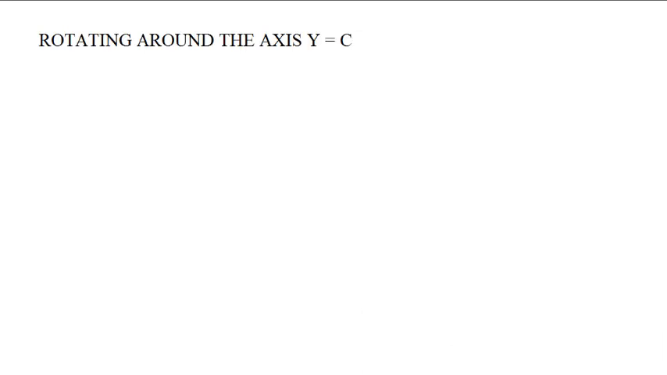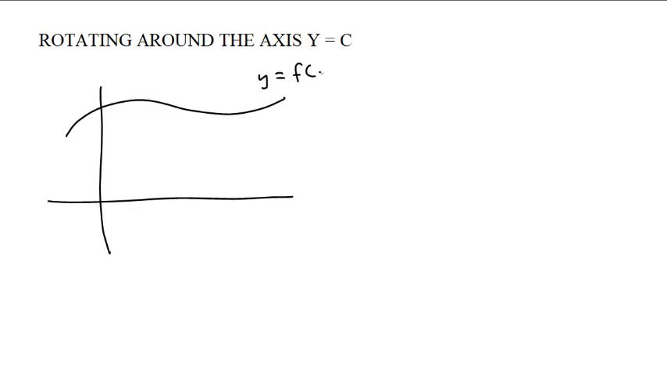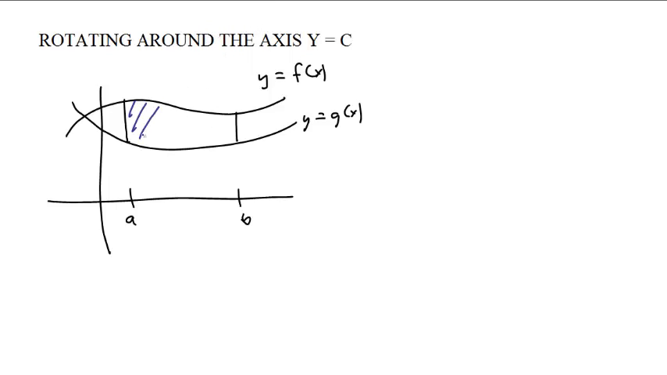So the final level of complication for today is what happens if you rotate around an axis that isn't the x-axis. Let's make it as complicated as we can. Let's say we have the curve y equals f of x, and we have the curve y equals g of x. Between a and b, we have this area right here, and we want to rotate it not around the x-axis, but around a different axis. What if we rotate it around here?